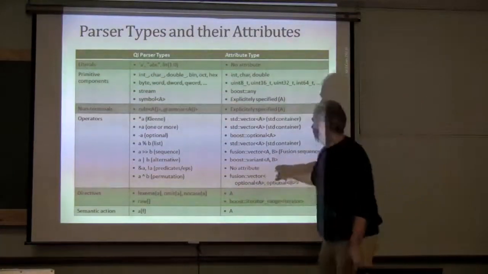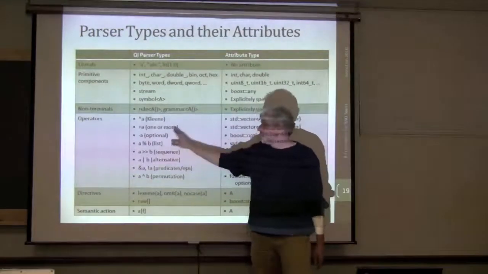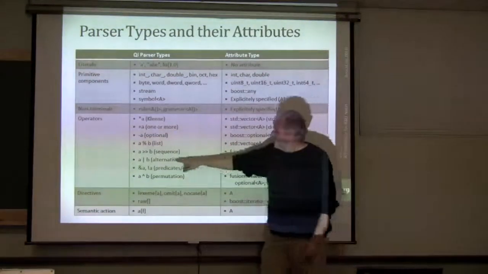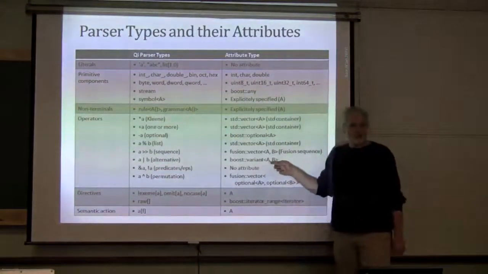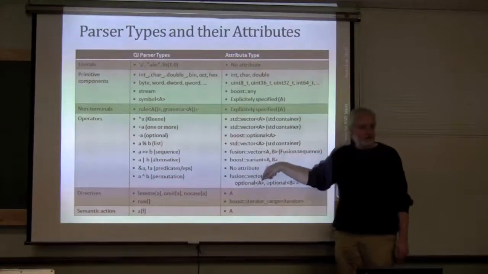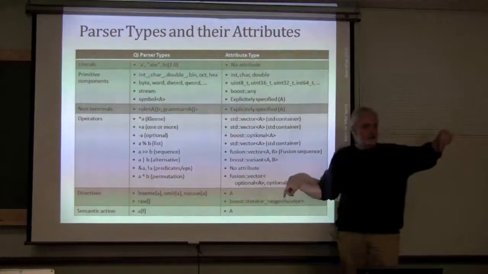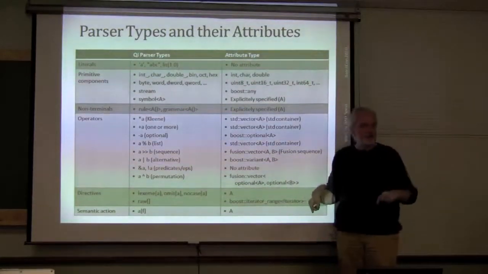So think about the attribute for a sequence as a tuple. That's the easiest way to understand that. Alternatives: if I want to parse an A or a B, the natural solution is to use Boost variant, right? I have a variant which either contains the A when I matched an A, or it will contain the B when I match the B.